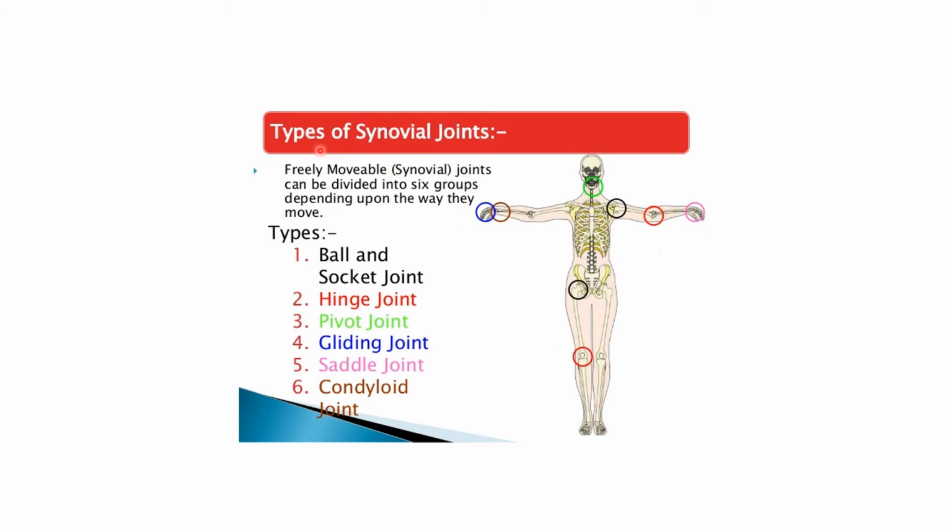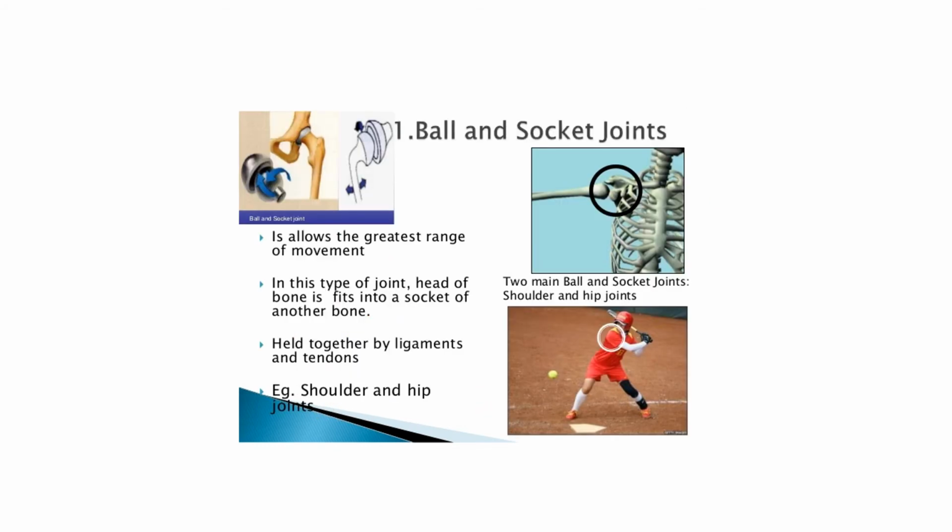So now let's see the types of synovial joint. Depending upon the movement, they are classified into six groups. The first is ball and socket joint. Second is hinge joint. Third is pivot joint. Fourth is gliding joint. Fifth is saddle joint. And the last one is condyloid joint. Now let's see all these joints in detail.